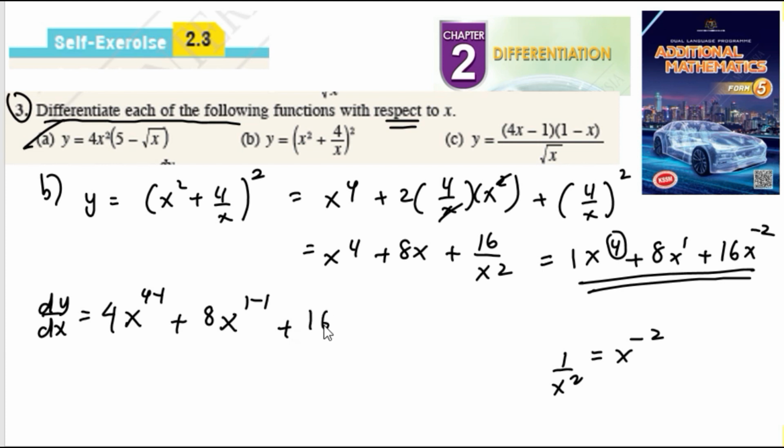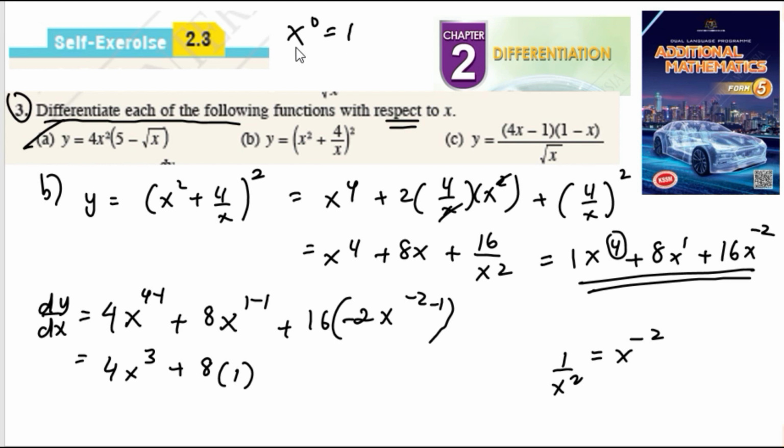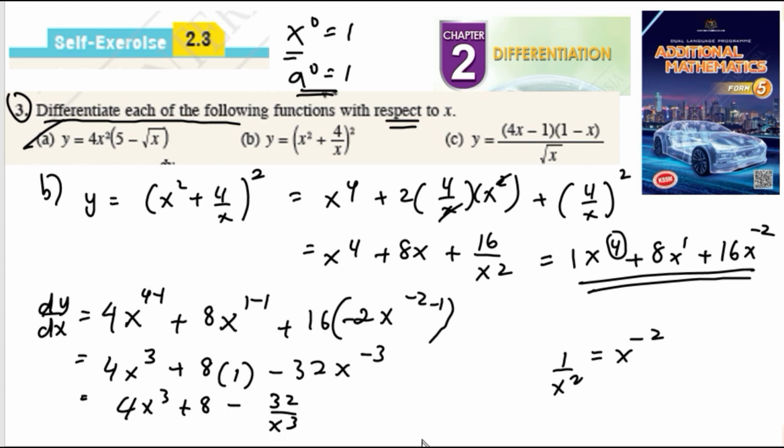And this one plus, so we have 16 here. 16 times negative 2 is actually negative 32. You can directly write also. So you get x to the power of negative 2 minus 1. So here you get 4x3. So plus x to the power of 1 minus 1, that is 0, equal to 1. You know, x to the power 0 is equal to 1. Anything to the power 0 is equal to 1. So this one is minus 32. x to the power of negative 2 minus 1, you get negative 3. So which is equal to 4x3 plus 8 minus 32 over x to the power of 3.